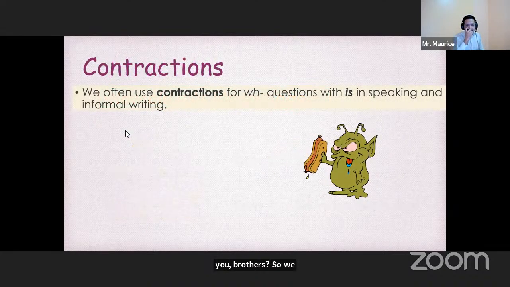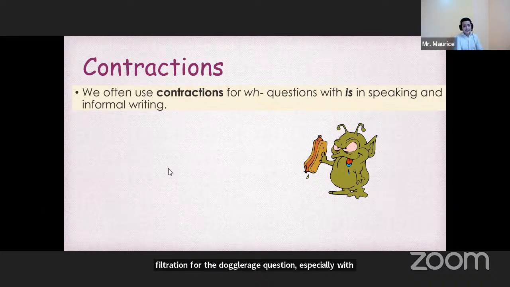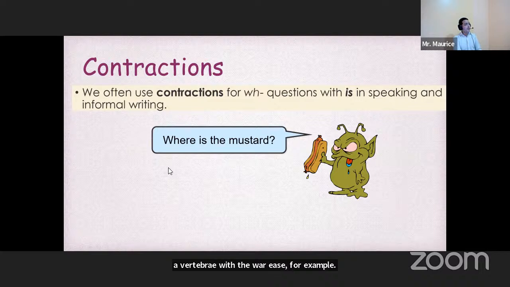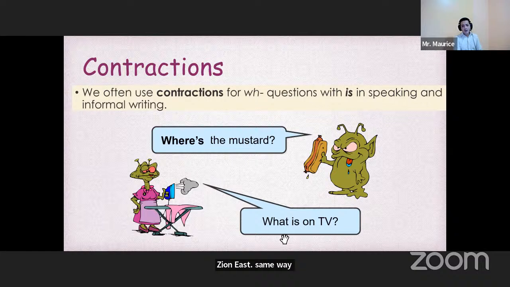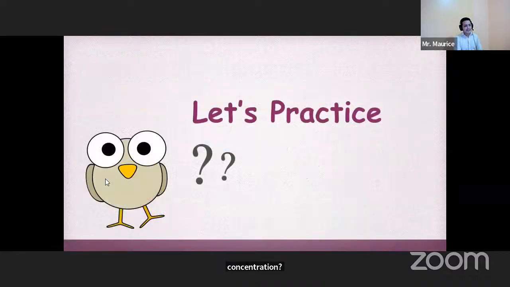So we have sometimes that contraction. We often use contractions for the WH question, especially with the verb to be, with the word is, for example. But remember, this is basically for informal English, okay? In this question, como usted observa, esta primera pregunta no está contraída. Where is the mustard? Podemos decirla así también, en especial con el verbo to be, la opción is. Same way here. What is on TV? So we can say the contraction, what's on TV. That's good. Time to practice.